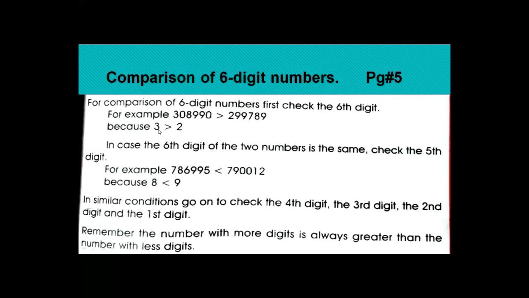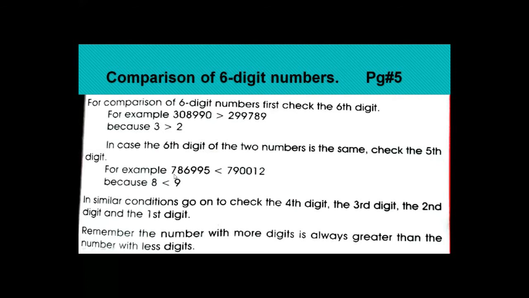Here the 6-digit number is 3. Here the 6-digit number is 2. So how do we compare both of them? By looking at the 6-digit number. Okay, so here 3 is bigger than 2. So the greater sign, the crocodile face, is open at 3.